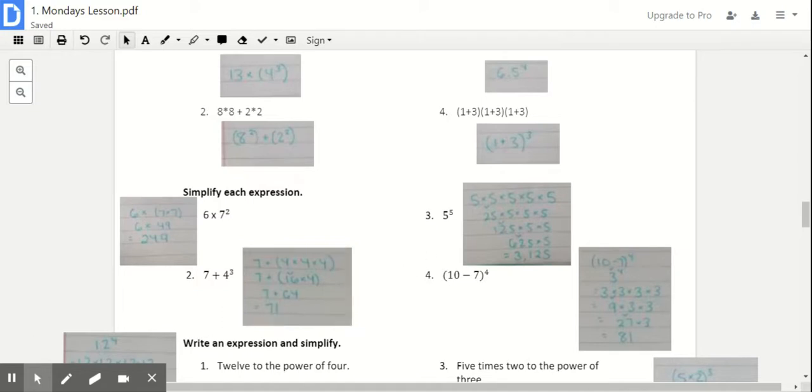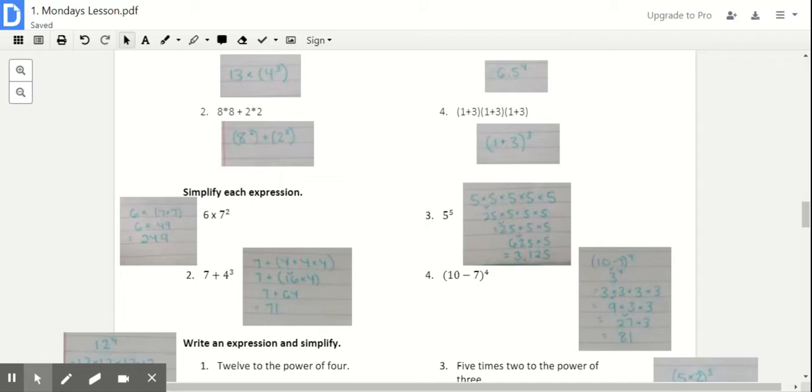Number 3, 5 to the fifth power. So I'm doing 5 multiplied by itself 5 times. So each row I'm multiplying the 5 every single time till I get to my final answer of 3,125. Please make sure you are not skipping through and rushing and trying to do multiple numbers at a time. You always just need to do one number at a time so you do not skip any steps and then get to that correct answer.